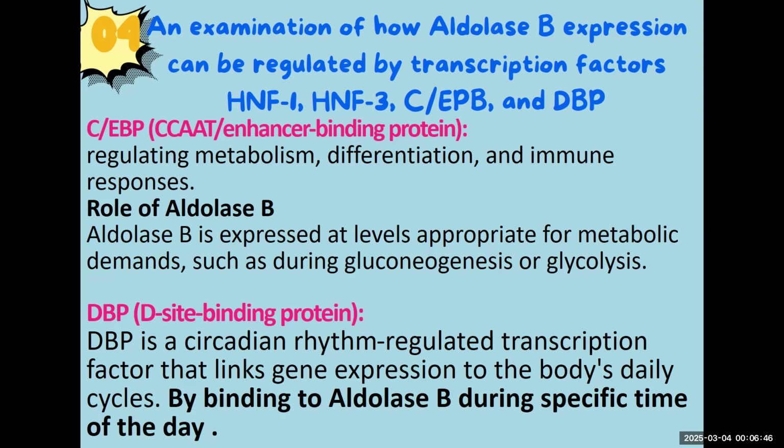The problem now: what happens if this transcription factor is not working with aldolase B expression? If there is no interaction between aldolase B and these transcription factors, of course, it will affect our liver function and cause mutation in our body, in addition to the autoimmune system and metabolic process being affected negatively. And of course, this also affects gene expression.